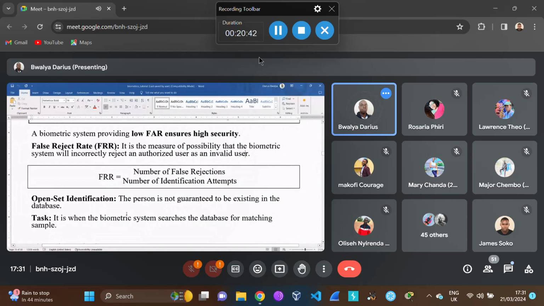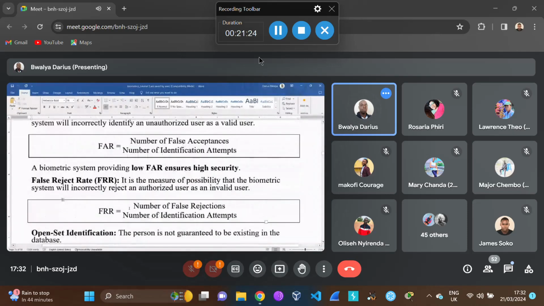Okay. So we have another terminology, which is open set identification. Here we are saying the person is not guaranteed to exist in the database. It is not guaranteed that this particular individual is going to be found. That is open set identification. Just like being open-minded: the person is open-minded, he knows that he doesn't know everything, and even other ideas from other persons are welcome.